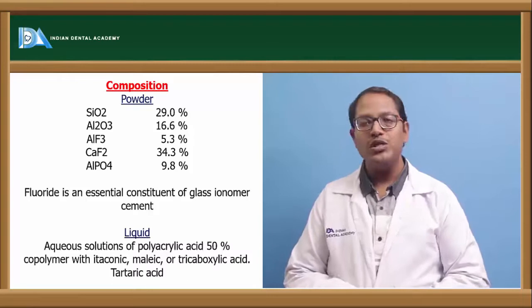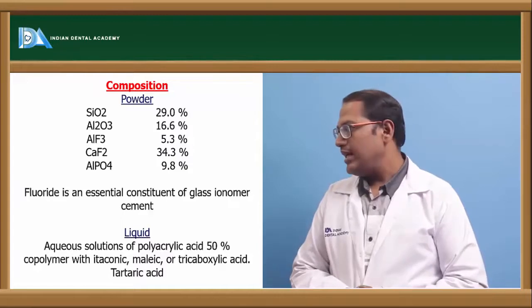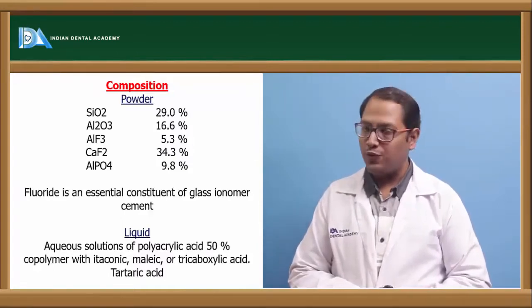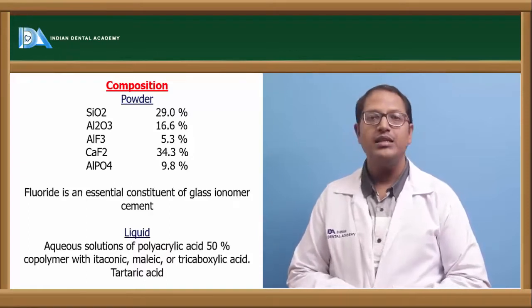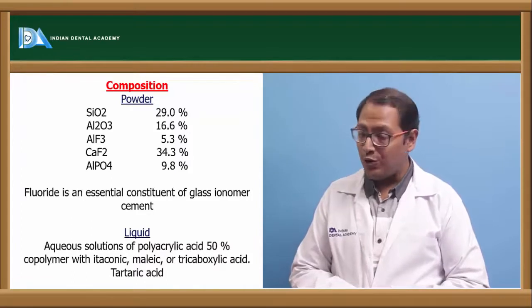Coming to the composition of glass ionomer cement, the powder consists of SiO2, Al2O3, AlF3, CaF2 and AlPO4, that is silicon dioxide. We have aluminium phosphate, aluminium oxide, and we have aluminium fluoride.